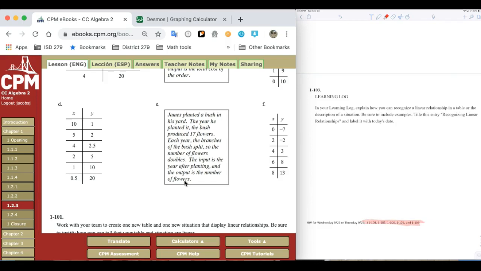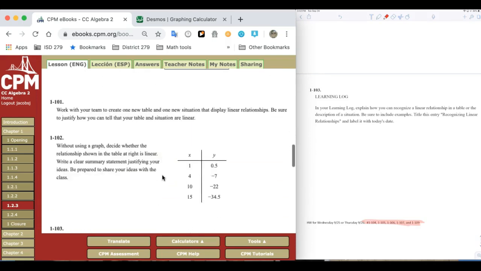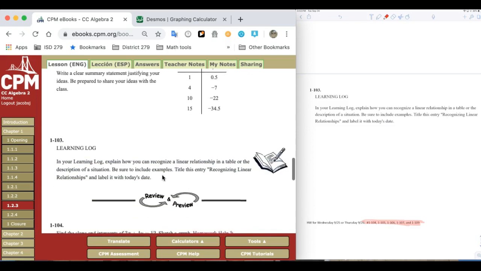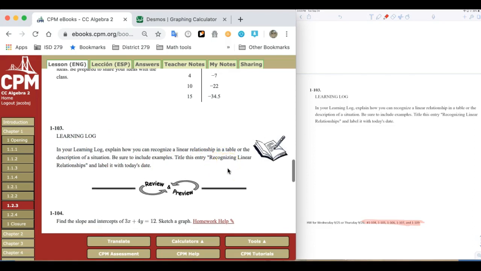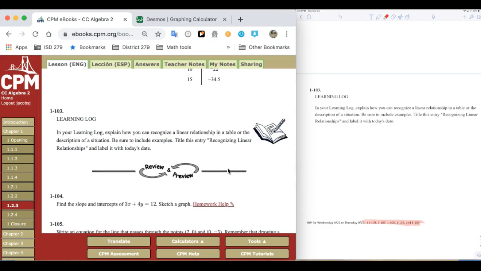But before you do that, I want you to fill out a learning log. These are the yellow forms that are available in the back of the room. So if you wanted to grab one of those yellow forms, in your learning log, explain how you can recognize a linear relationship in a table or the description of a situation. Be sure to include examples. Title this entry Recognizing Linear Relationships and label it with today's date. So let's grab those yellow sheets and fill out the learning logs.